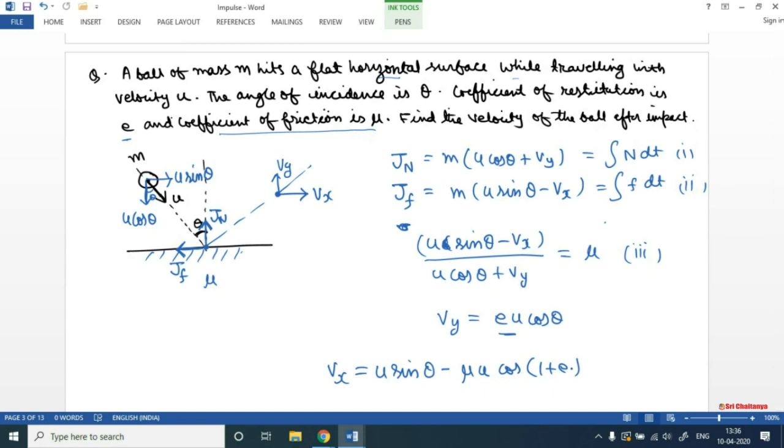So in the next class, we will be discussing more problems of collision involving impulsive forces, and we will look into one very important aspect, that is collision in the center of mass frame.